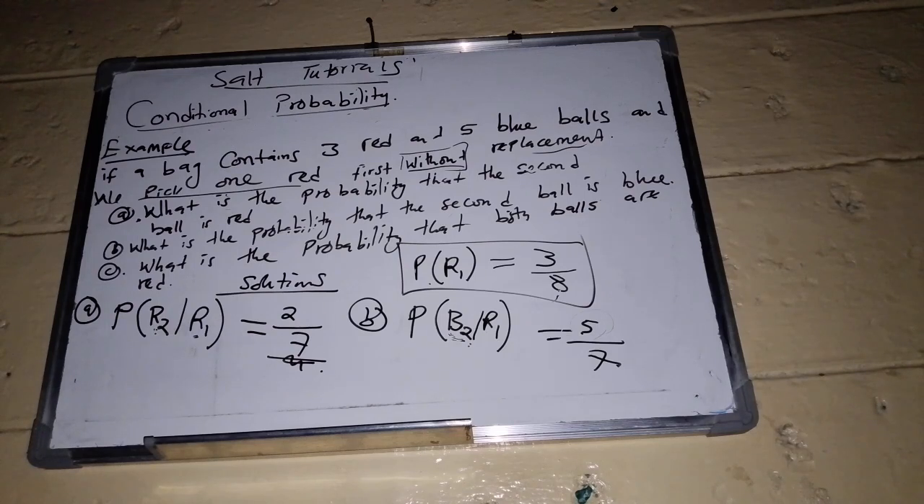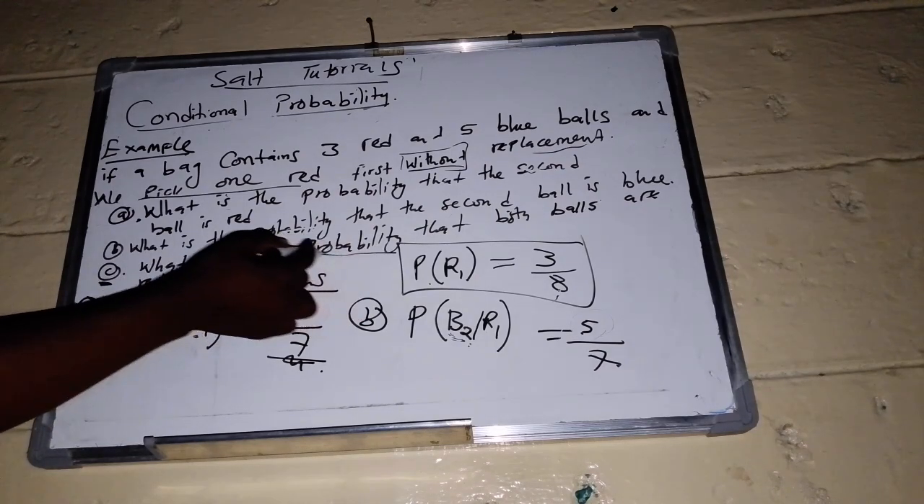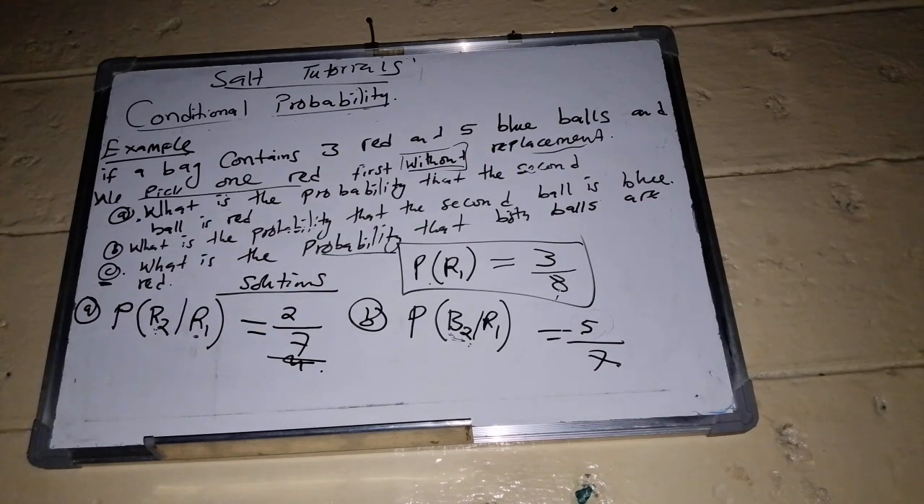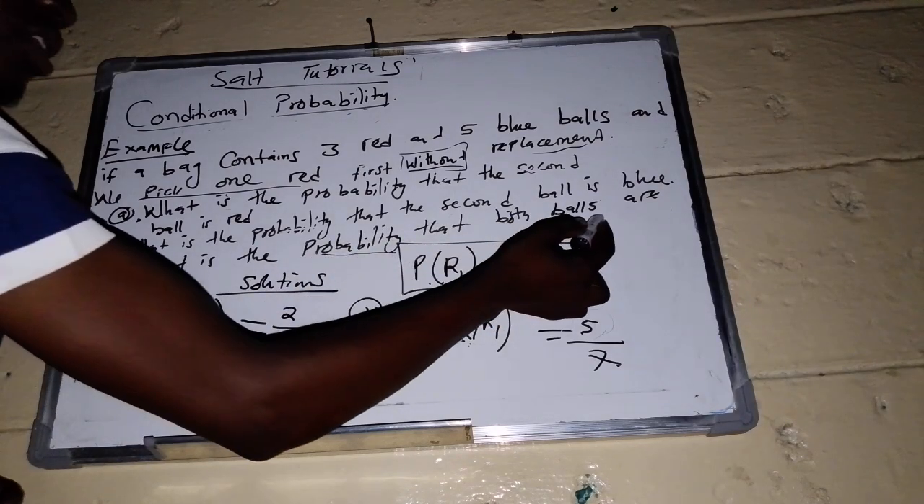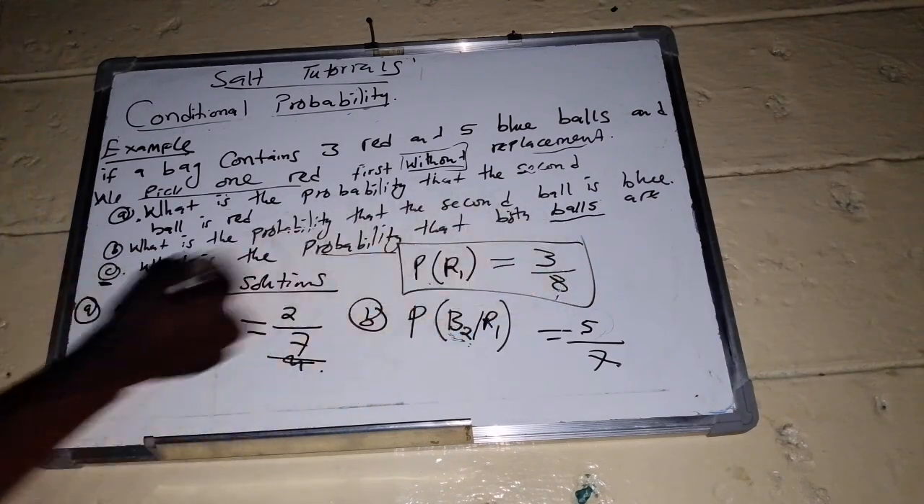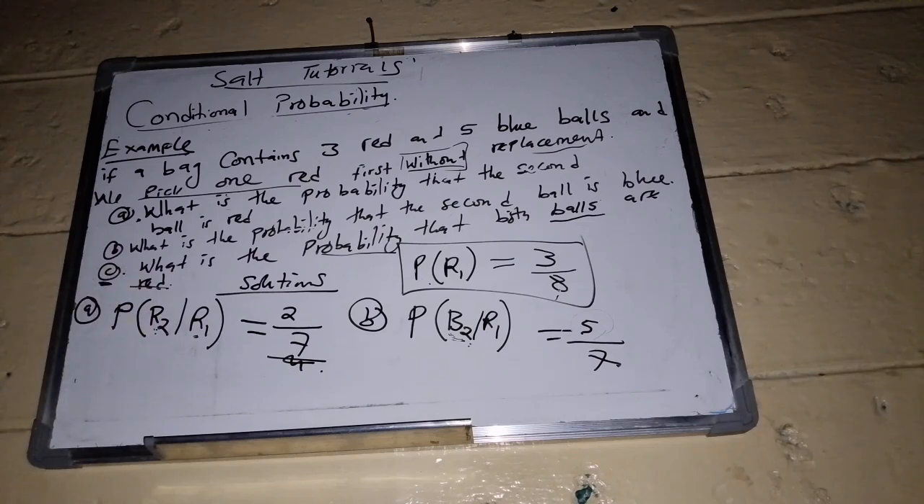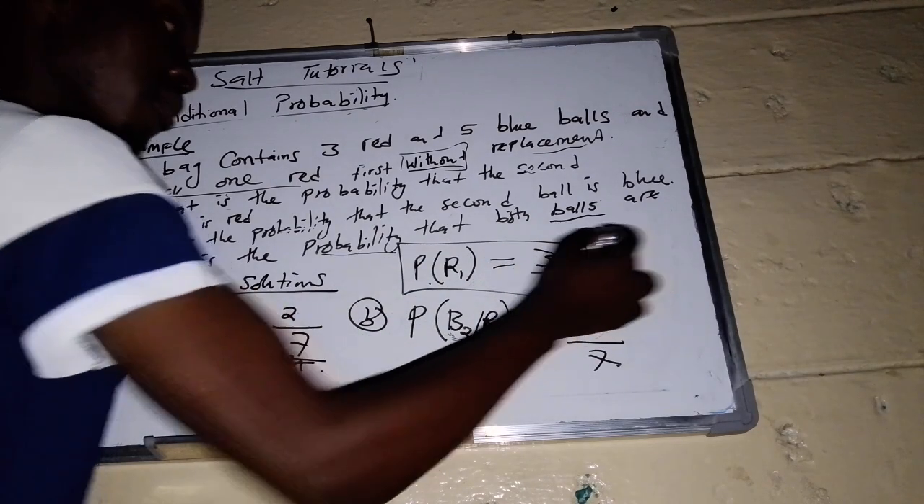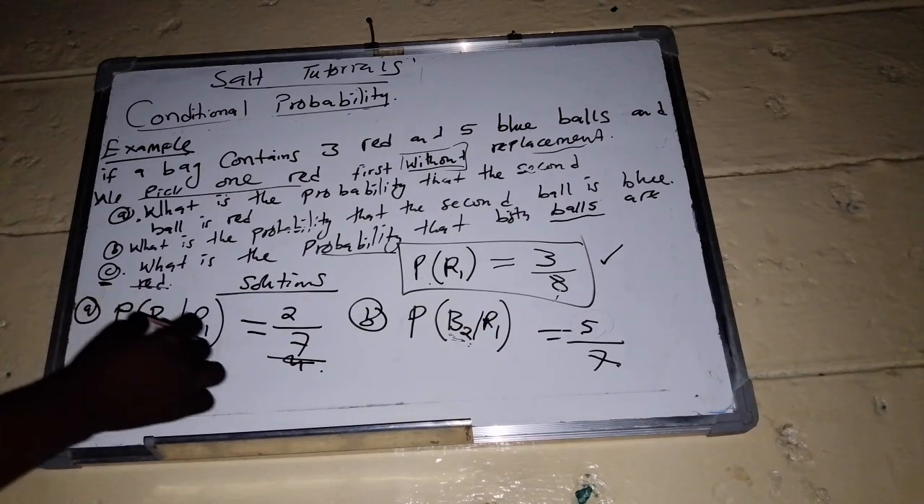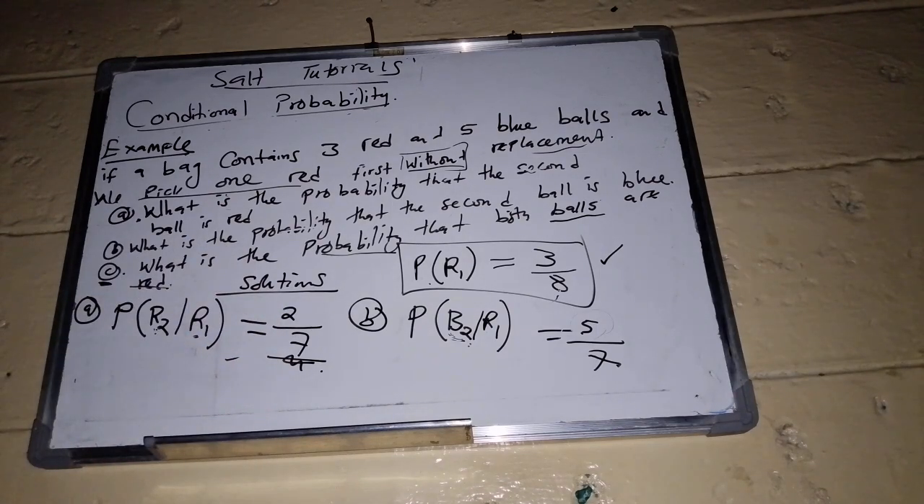Now, what is part C saying? C is instructing us to find the probability that both balls are red. The key words here are both balls being red. So it means, what is the probability that in the first picking we picked the first red ball, and in the second picking we picked the second red ball? What is the probability of that?